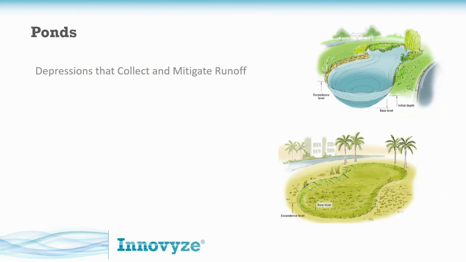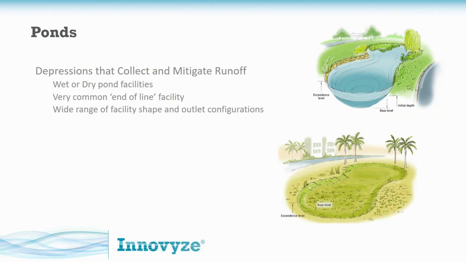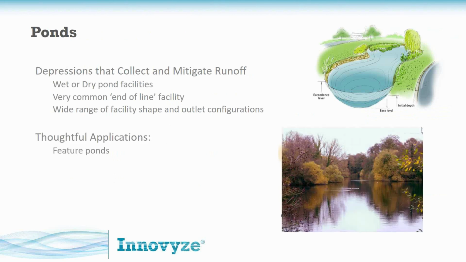Okay, moving right along, ponds. Everyone probably knows what a pond is, right? But depressions, they collect and mitigate runoff. Now there's dry ponds or wet ponds, and this is the most common end-of-line facility, so to speak. A dry pond is very similar to that dry swale. Well, there's some infiltration which can occur, right? Within 24 or 48 or 72 hours, within 3 days, that facility will naturally infiltrate the volume. A wet pond just means it's predominantly wet most of the year. Huge range of facility types and shapes and configurations, okay?